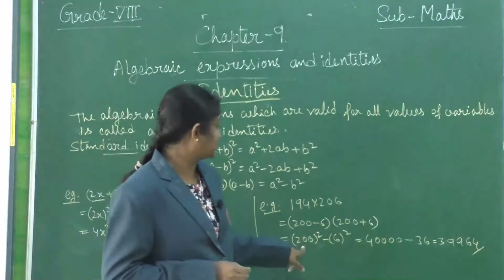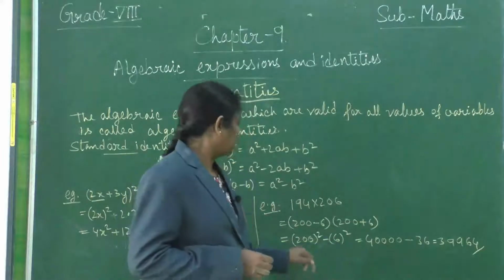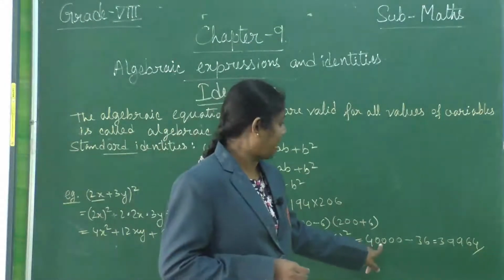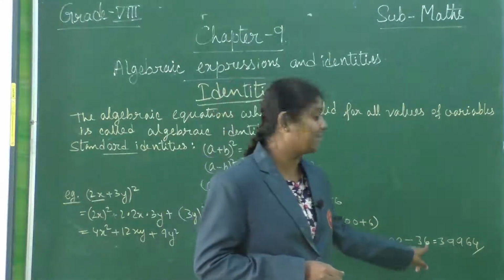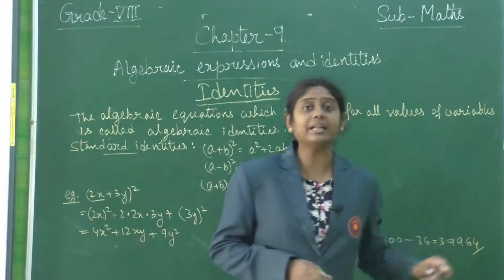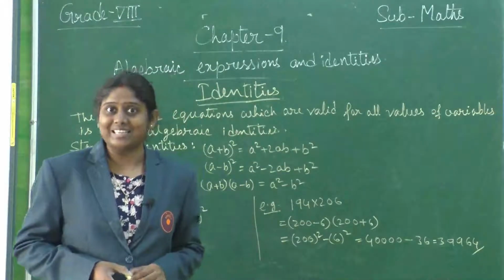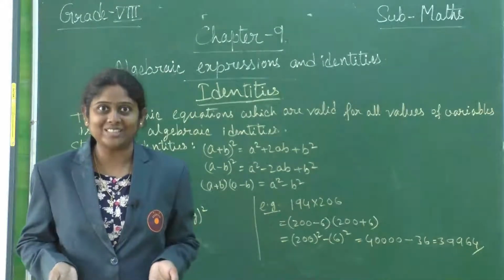So it gives you 200 whole square minus 6 whole square, which gives you 40,000 minus 36, and the final answer is 39,964. So it becomes very easy, right children?